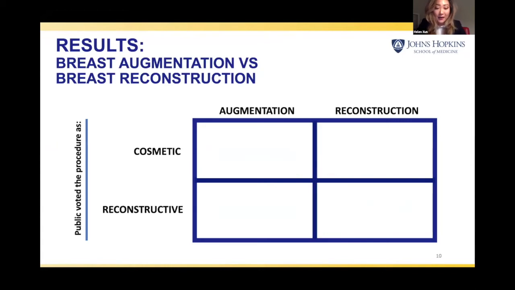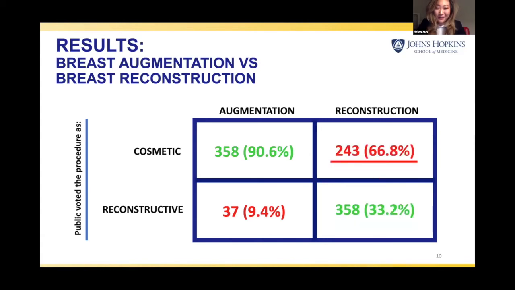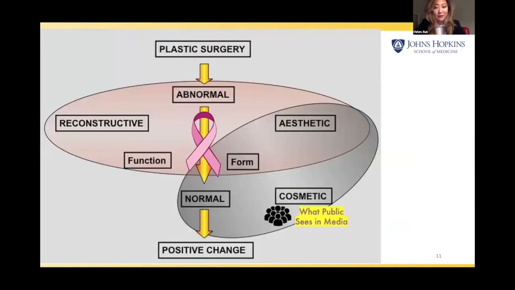We then asked the public to vote whether or not the procedure was cosmetic or reconstructive. So 90% of the public voted that the breast augmentation caption case was a cosmetic procedure. What was really surprising, though, is that when we asked about the breast reconstruction case, the majority of the public actually categorized breast reconstruction as a cosmetic procedure. So this demonstrates that there remains persistent public misconceptions of breast reconstruction, potentially undervaluing the procedure due to its focus on cosmesis rather than reconstruction.